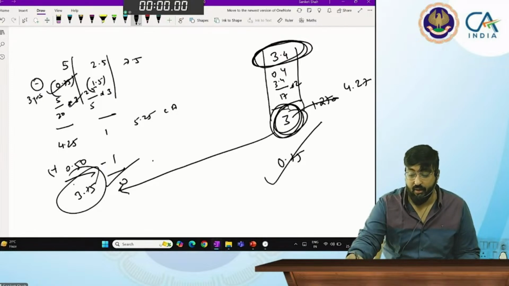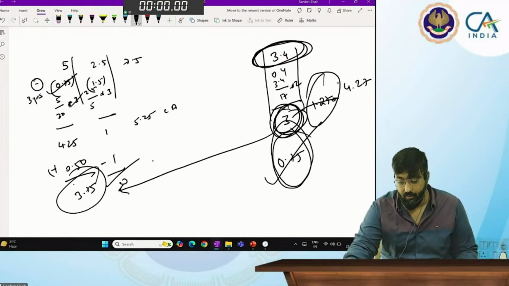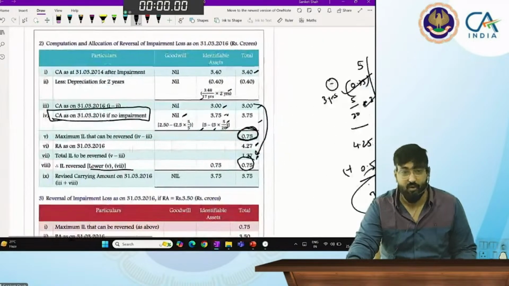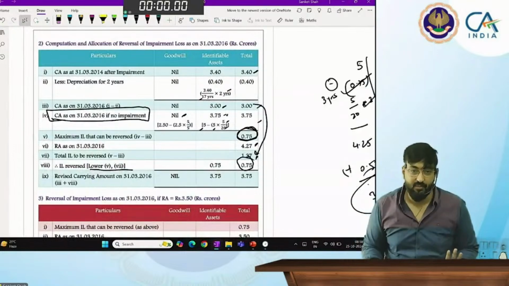So now I will continue whichever is lower, 1.27 and 0.75. So I will continue with 0.75. Got the concept? This is a presentation.